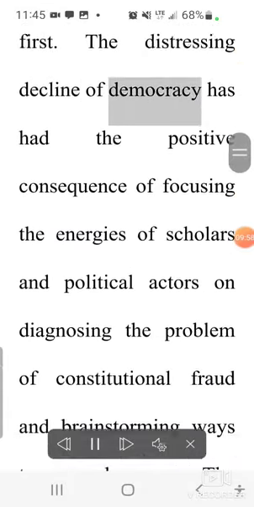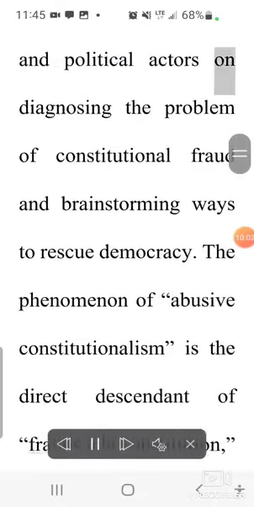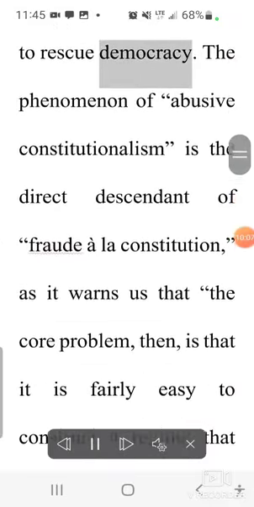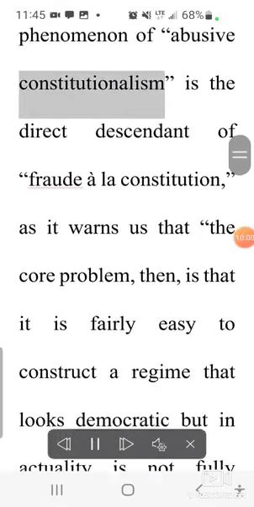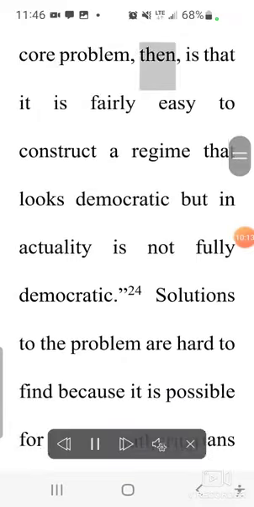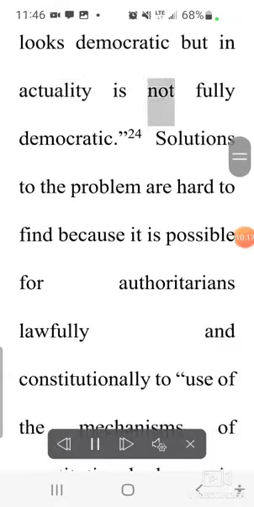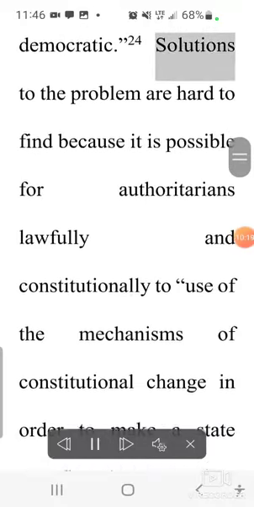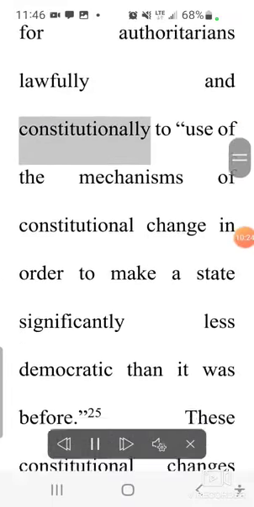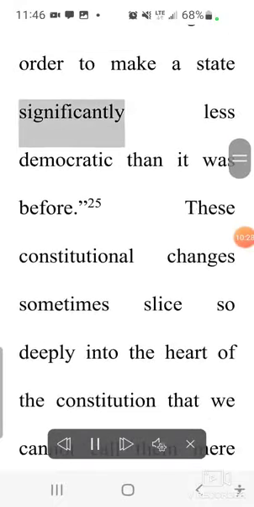The distressing decline of democracy has had the positive consequence of focusing the energies of scholars and political actors on diagnosing the problem of constitutional fraud and brainstorming ways to rescue democracy. The phenomenon of abusive constitutionalism is the direct descendant of fraude a la constitution, as it warns us that the core problem, then, is that it is fairly easy to construct a regime that looks democratic but in actuality is not fully democratic. Solutions to the problem are hard to find because it is possible for authoritarians lawfully and constitutionally to use the mechanisms of constitutional change in order to make a state significantly less democratic than it was before.